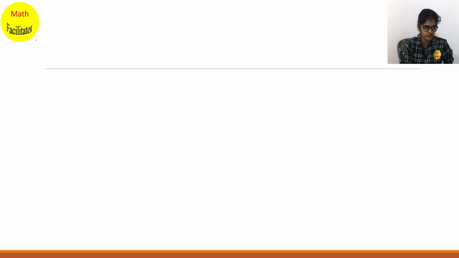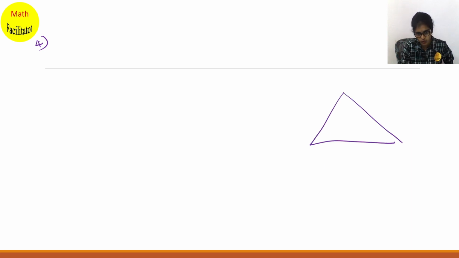Question number 4. PQR is a right angle triangle, right angled at P, and M is a point on QR. So you have a right angle triangle PQR. This is the right angle at P, and M is a point on QR such that PM, if you join this, is perpendicular to QR.